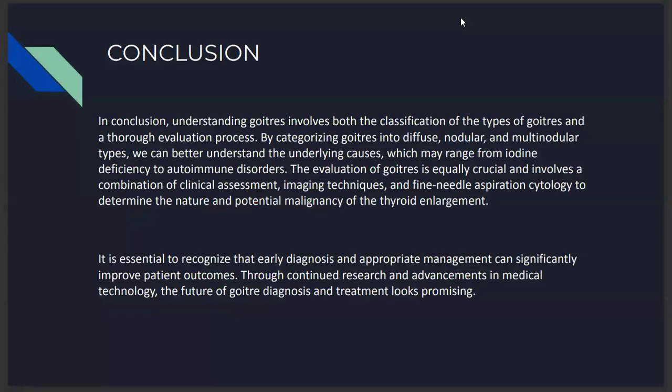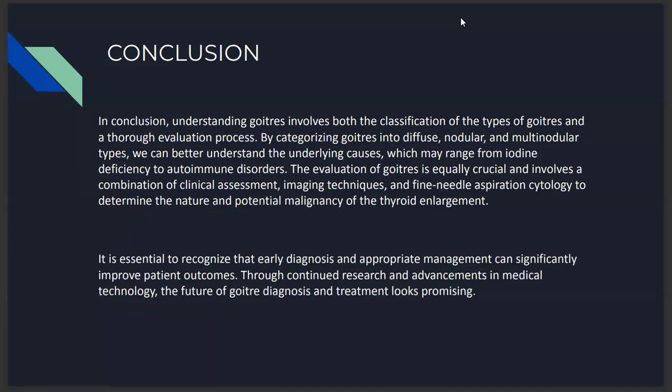Conclusion. In conclusion, understanding goiters involves both the classification of the types of goiter and a thorough evaluation process. By categorizing goiters into diffuse, nodular, and multinodular types, we can better understand the underlying causes, which may range from iodine deficiency to autoimmune disorders.